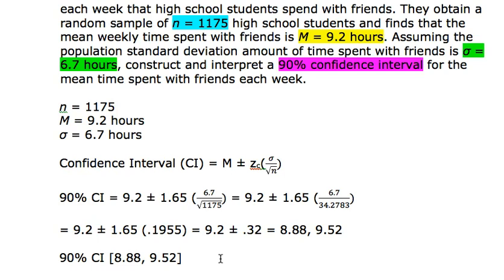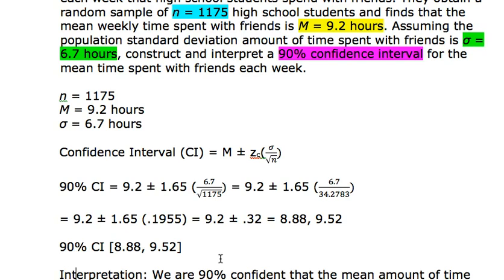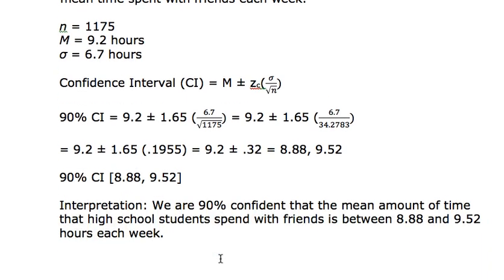The interpretation, here we go. We are 90% confident that the mean amount of time that high school students spend with friends is between 8.88 and 9.52 hours each week.